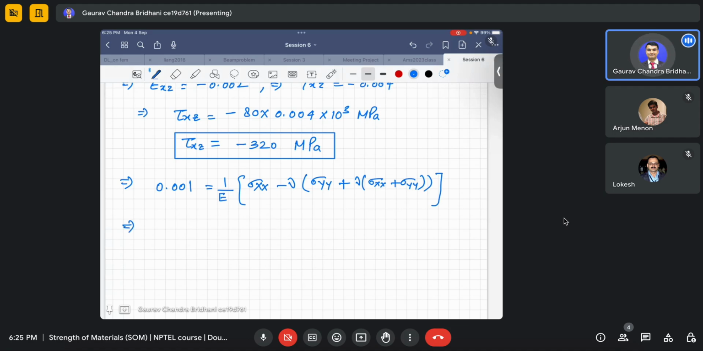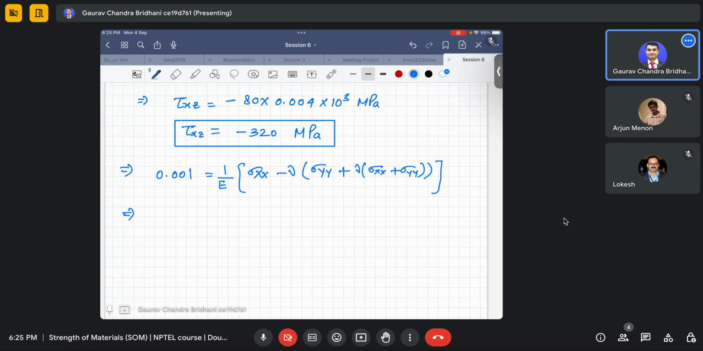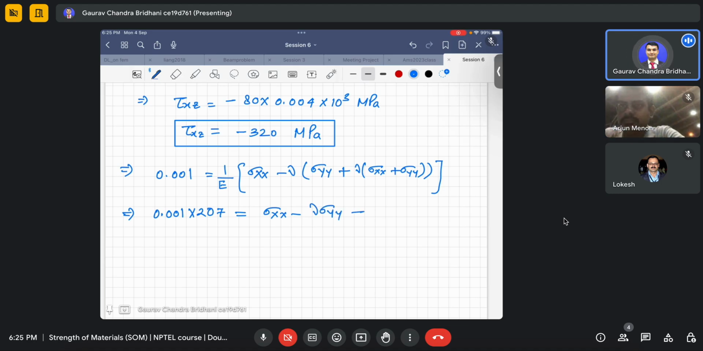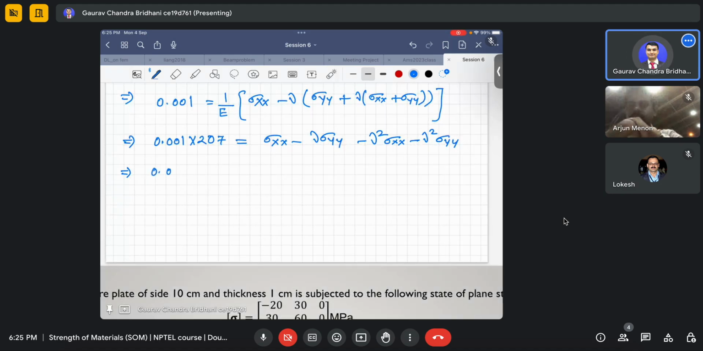So I'll take this E on the left side. So it will become 0.001 into 207 equals sigma xx minus, I'll open the bracket, nu times sigma yy, minus nu square sigma xx minus nu square sigma yy. Okay, I'll club the terms together. So it will be 0.001 into 207 equals sigma xx (1 minus nu square).